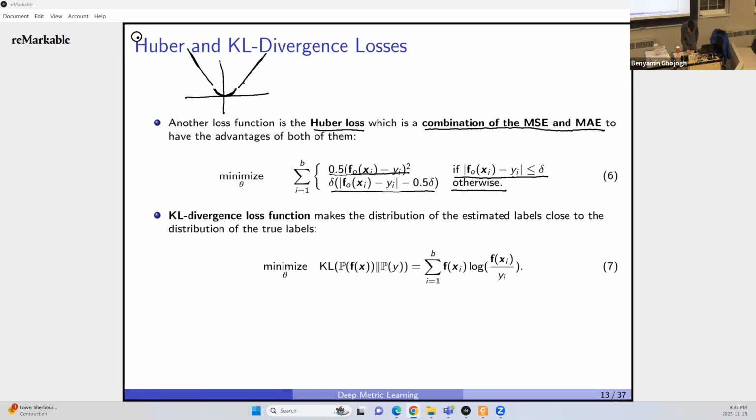KL divergence loss, as I said, is this. So it is between two probabilities, right? And it's defined as this. Okay. Its form is very slightly similar to cross entropy. They are related a bit. Okay, KL divergence. And as you see, obviously it's not symmetric.